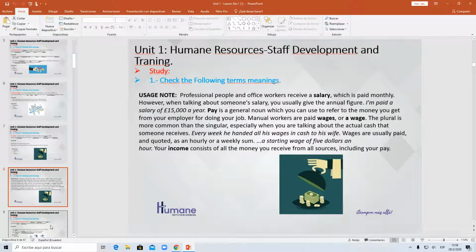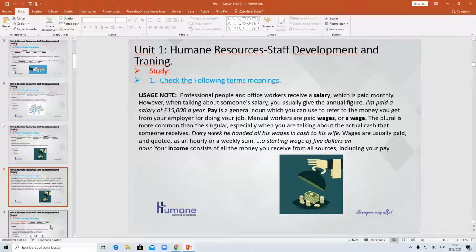Now, it's very important to mention some differences between the words salary, pay, wages or wage, and income. Professional people and office workers receive a salary, which is paid monthly. However, when talking about someone's salary, you usually give them an annual figure. I'm paid a salary of £15,000 a year.